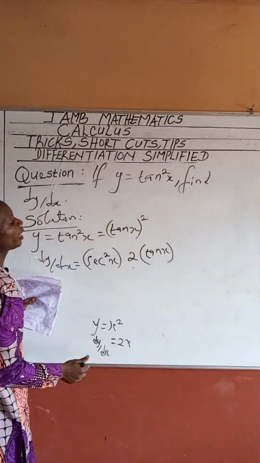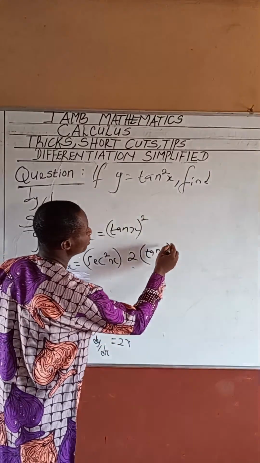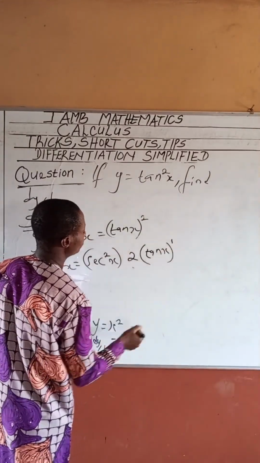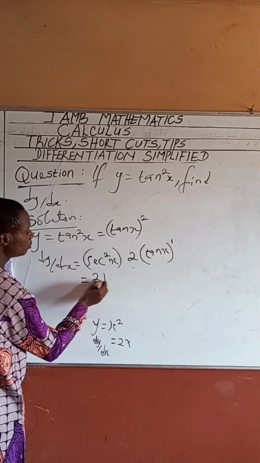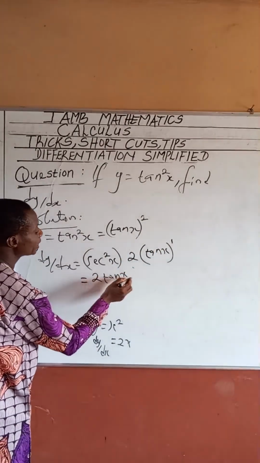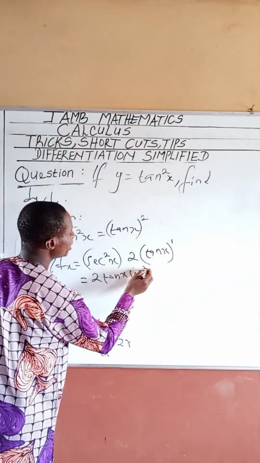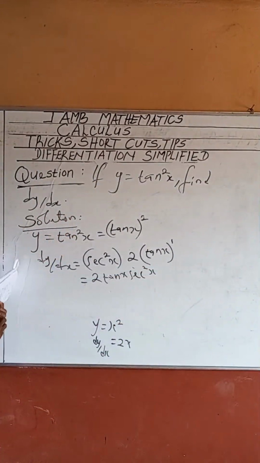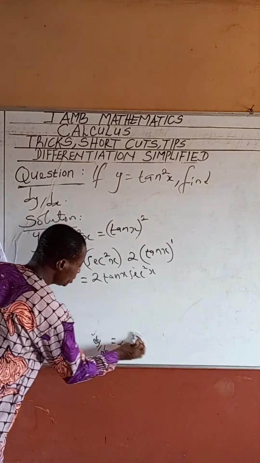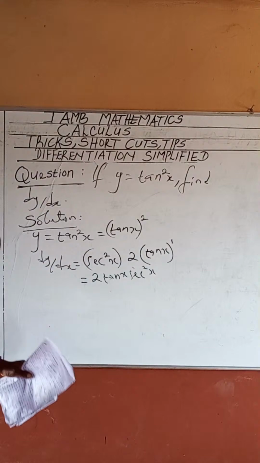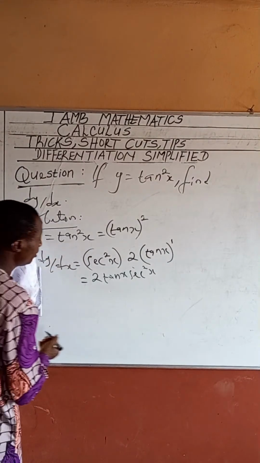Then minus 1 from here. Okay, minus 1, that becomes what? 1. That becomes 1. So finally, we'll have 2 tan x sec square x. Okay, if you don't want to do it like this, there is another way you can proceed. Let me show you what we are going to do here.